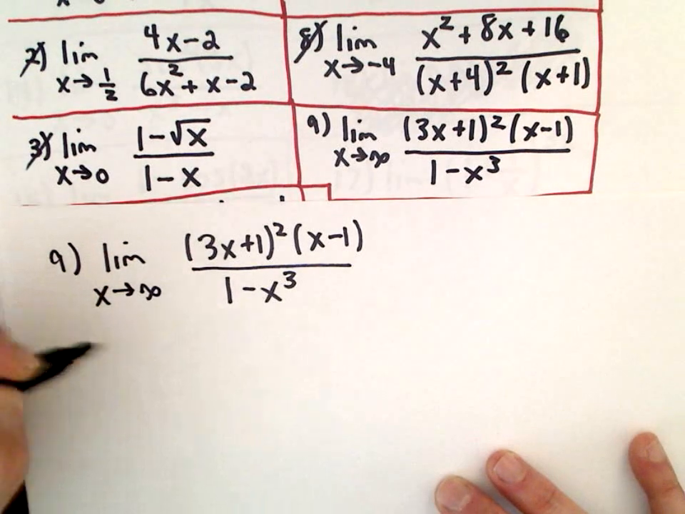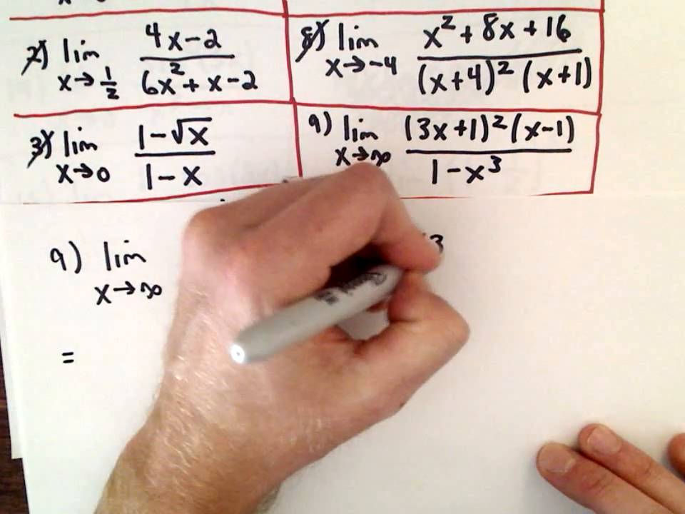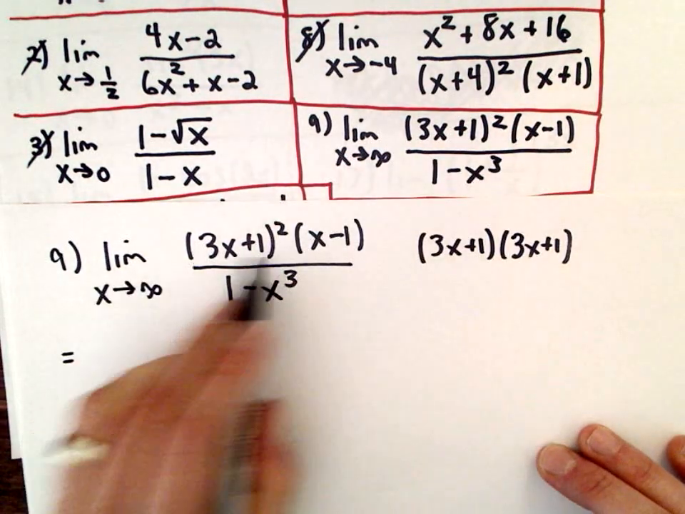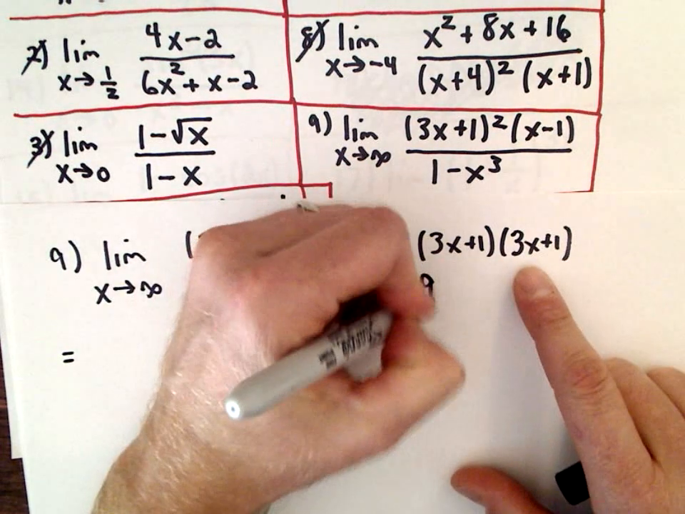Let's first do it the long way. So really we have to distribute the top. That's 3x plus 1 multiplied by 3x plus 1. That's what 3x plus 1 squared is. So I would get 9x squared.